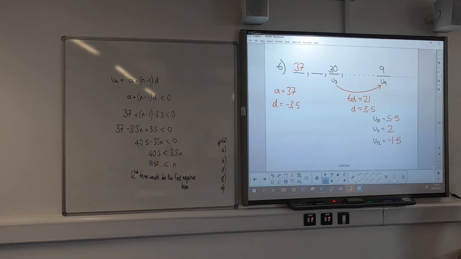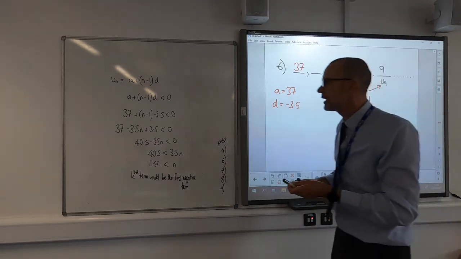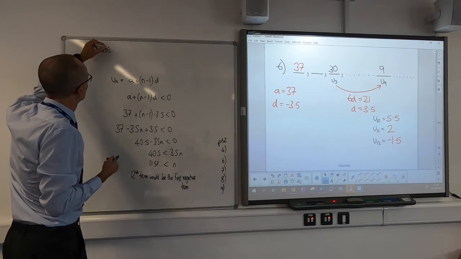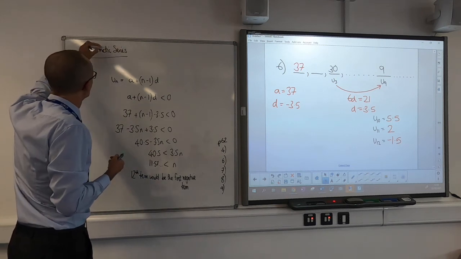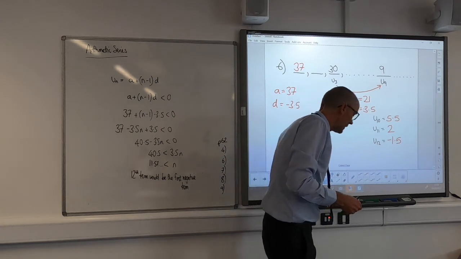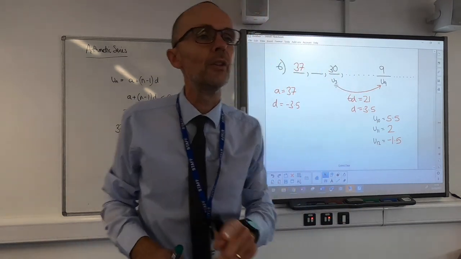I want to finish though by talking about series. So we've been talking about arithmetic sequences, which are just a list of numbers where the gaps are the same. But if we now talk about arithmetic series, we need to add up the terms. And I want to show you a quick trick which you can use to add up a list of numbers, which actually derives the formula for the sum of an arithmetic series, which is on the formula sheet. So I'm going to really impress you by quickly adding up the first 40 numbers.